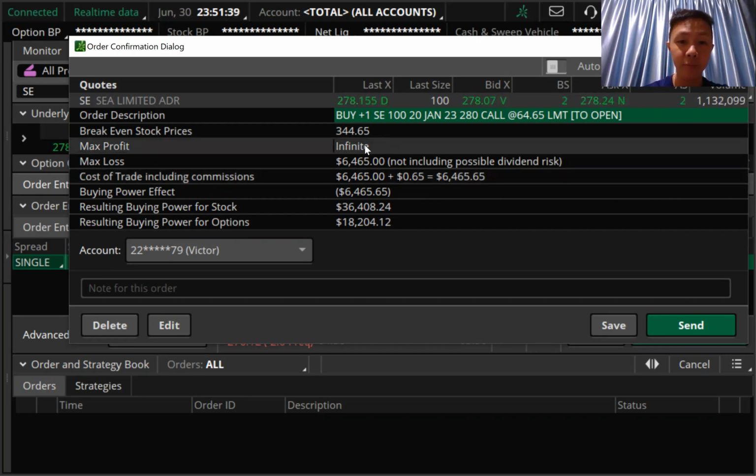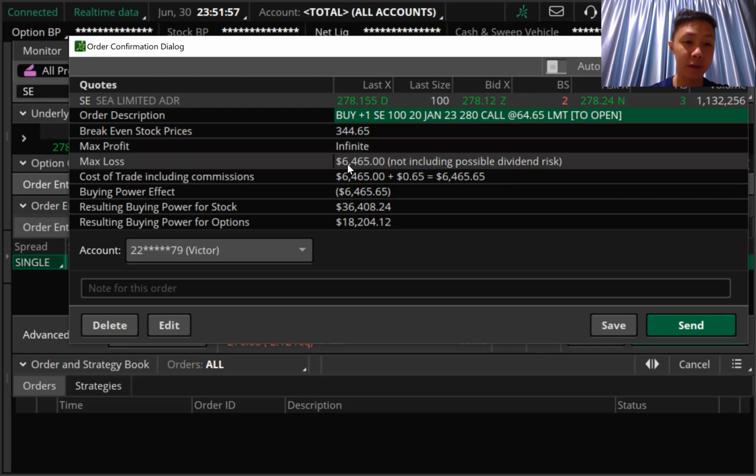Okay, and for a smaller portfolio size, I recommend you focus more on LEAP call rather than sell put, because buying LEAP call will grow your portfolio faster. You can see here, max profit is infinite, and your max loss is the premium that you paid. So if SE is on a long-term decline and the price is not moving anywhere, your max loss is 6.4K.